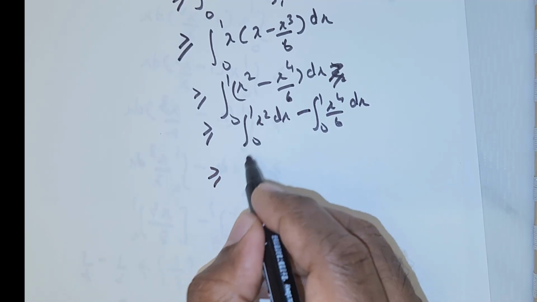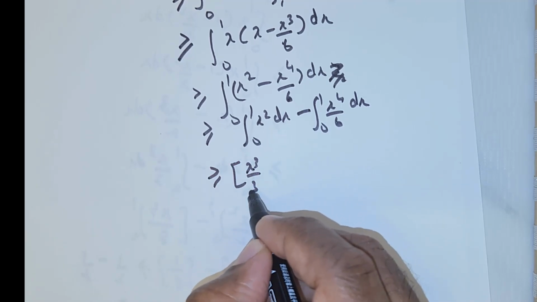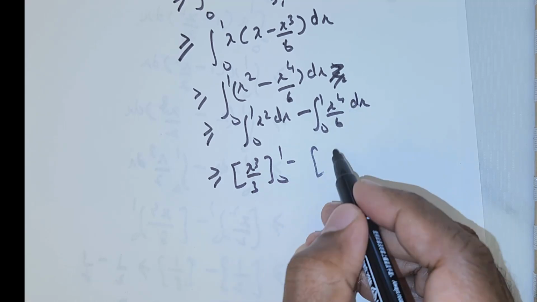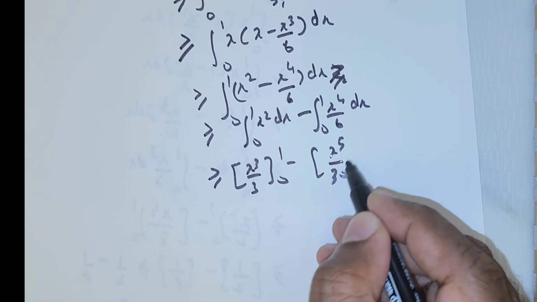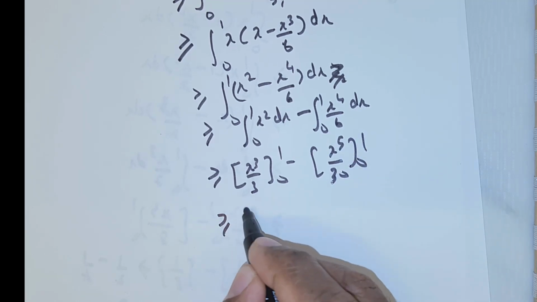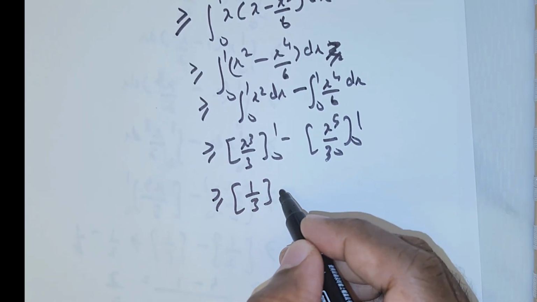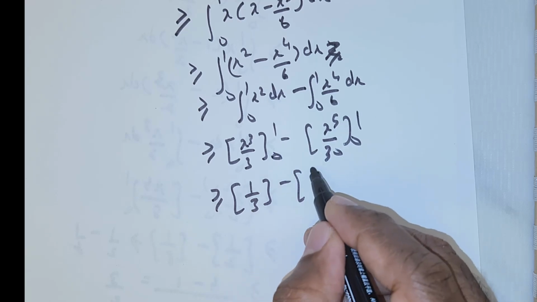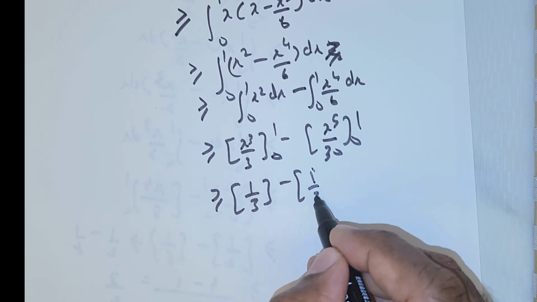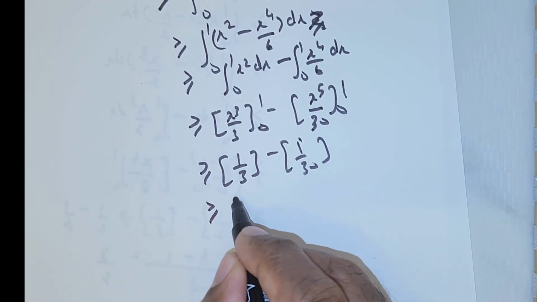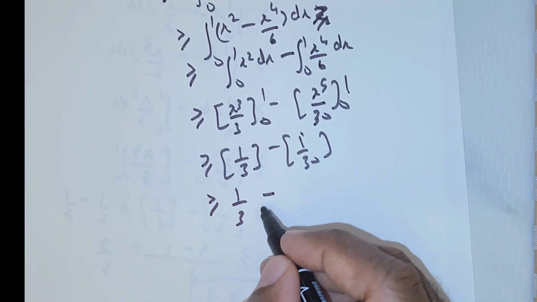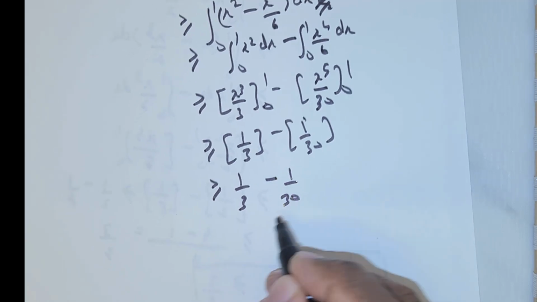This is greater than or equal to, I integrate this, I get x to the power of 3 divided by 3, 0 to 1. I integrate this, I get x to the power of 5 divided by 5, there's a 6 there, so you have 30, 0 to 1. So this is greater than or equal to, I substitute the upper limit, I get 1 over 3. No need to substitute the lower limit. I substitute the upper limit, I get 1 over 30. So you can clearly see you have 0 there, so there's no point in placing this limit. So we got 1 over 3 minus 1 over 30.